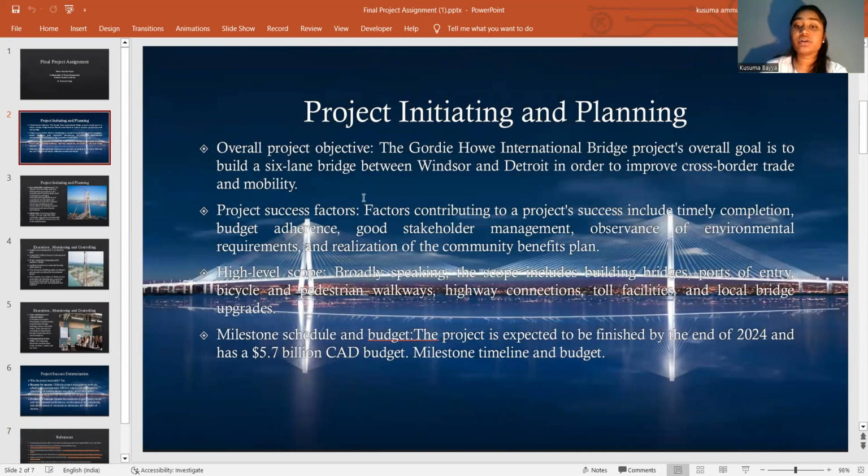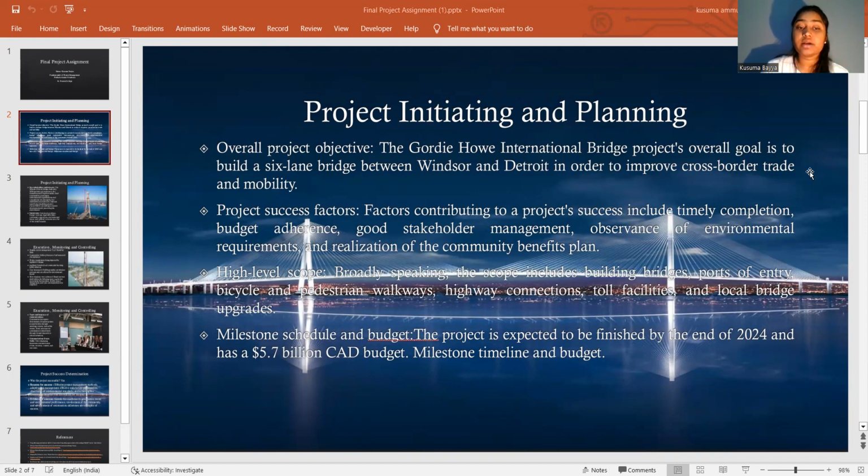So the Gordie Howe International Bridge project's overall goal is to build a six-lane bridge between Windsor and Detroit in order to improve cross-border trade and mobility. So, a cutting edge six-lane bridge connecting Windsor and Detroit is what the project wants to build. This infrastructure project aims to improve transportation between the United States and Canada, promote smooth cross-border trade, and support regional economic development.